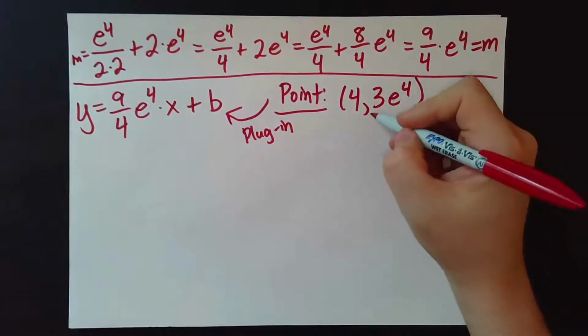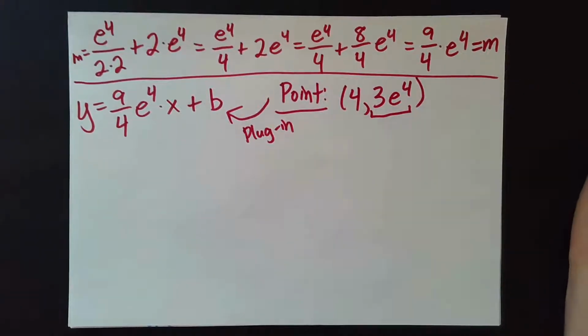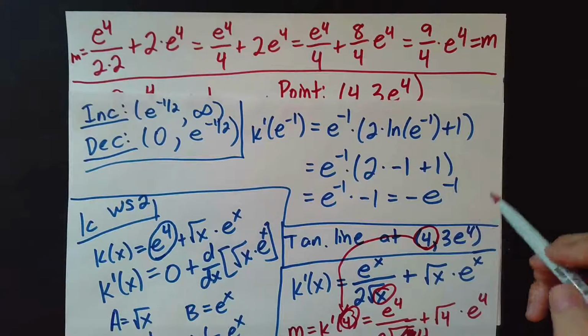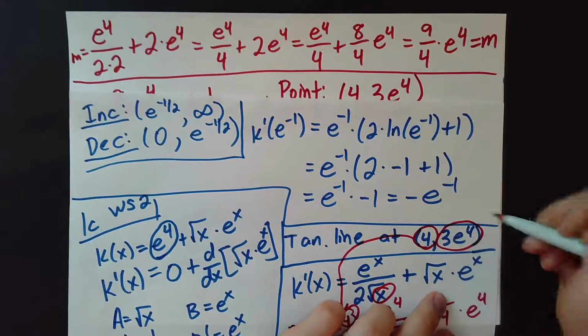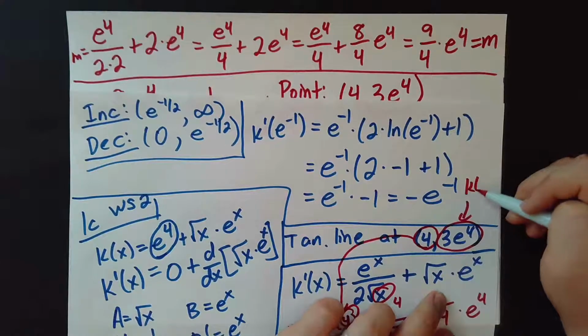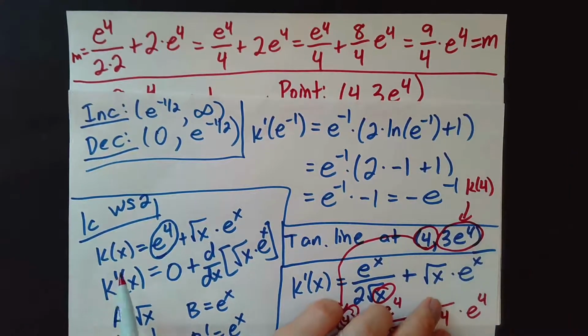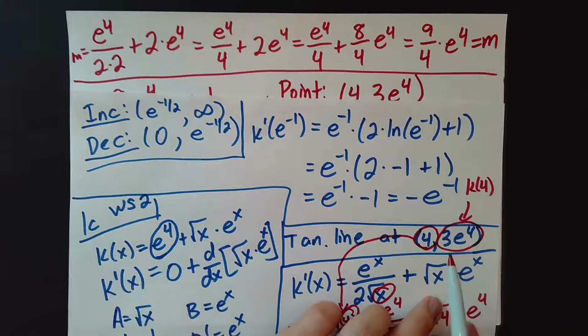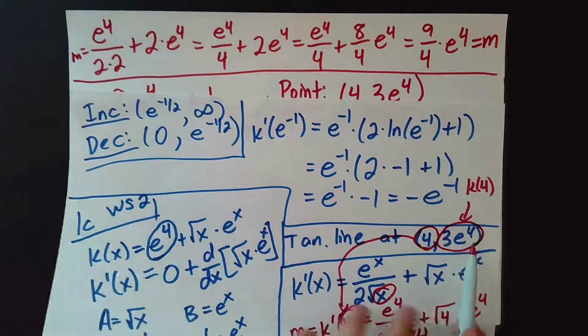Now, please note, this 3e to the fourth, if I'd not given it to you, you could have found it yourself, because this 3e to the fourth is just k of 4. That is, if I took the original function and I put in 4, it's what I would get out. So sometimes I give you this y-coordinate, sometimes I don't.